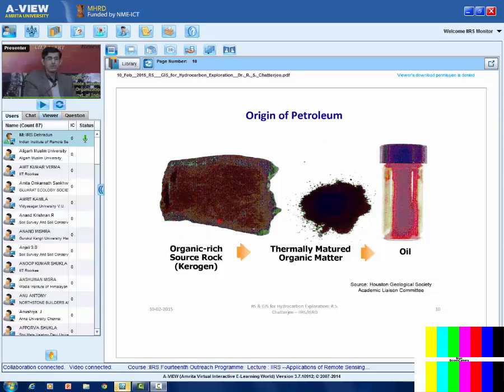So what we told, that after the death of the organisms, they are deposited over the seafloor, then they are mixed with the sediments, and they make this kerogen, this organic rich source rock. They are thermally cooked, thermally matured with high pressure and temperature. Okay, after that, what is happening? There is oil and gas produced.